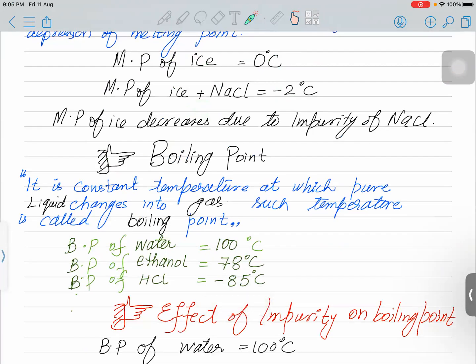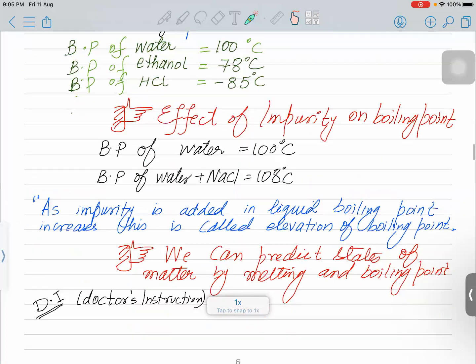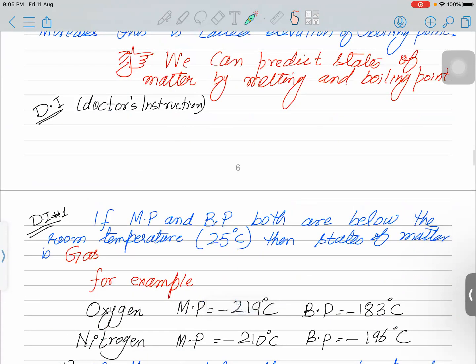Sir, as impurity increases, the melting point decreases. And what is the effect on boiling point when you add impurity? The boiling point increases. Very good, shabash. Boiling point increases and the melting point decreases. Very good, excellent.